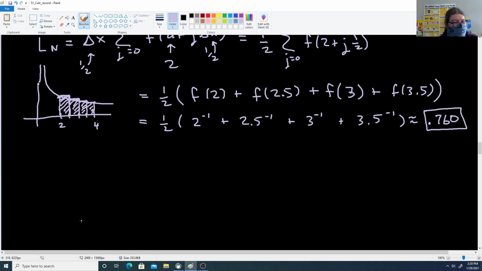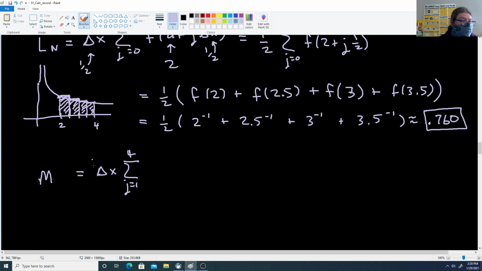Final one we need to do is the midpoint, M_n equals delta x times the series of j equals 1 up to 4. Just kidding, we're not finding M_n, we are finding M sub 4.